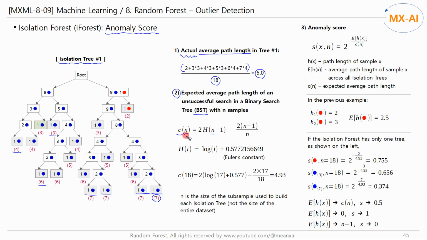The expected average path length, denoted by C(n), is defined as follows. The harmonic number H is given by the following equation. The constant term is Euler's constant. The authors of the IsolationForest paper used this result to estimate the anomaly score.